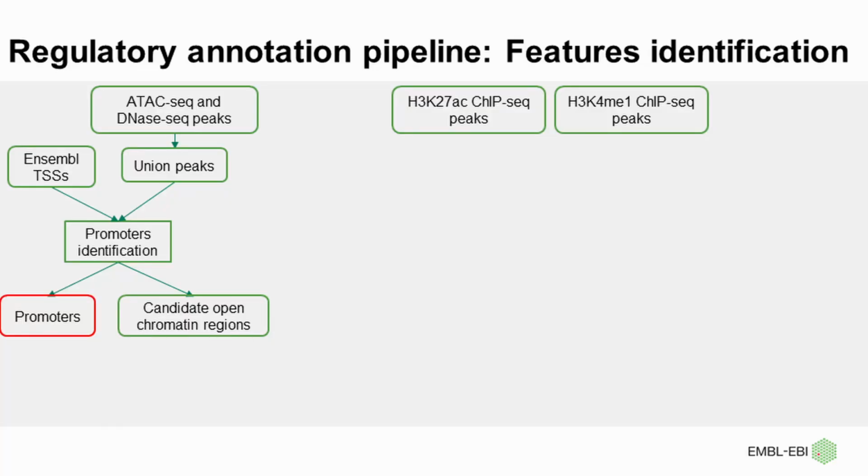In our regulatory annotation pipeline, we have two steps. The first one is the identification of the regulatory features. This was improved in our database for adapting to the AQUA FAANG project. I will try to explain briefly how it works.